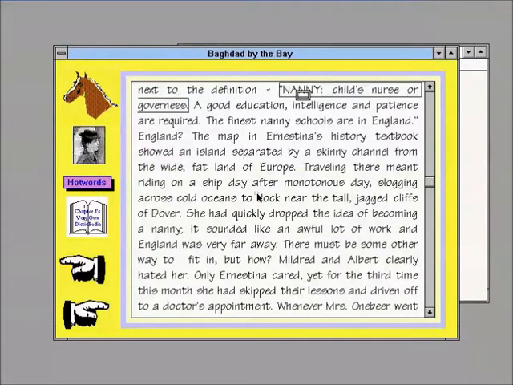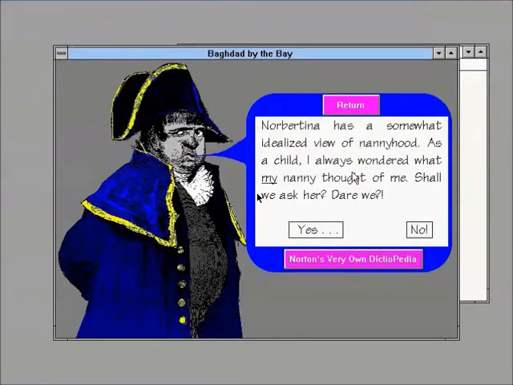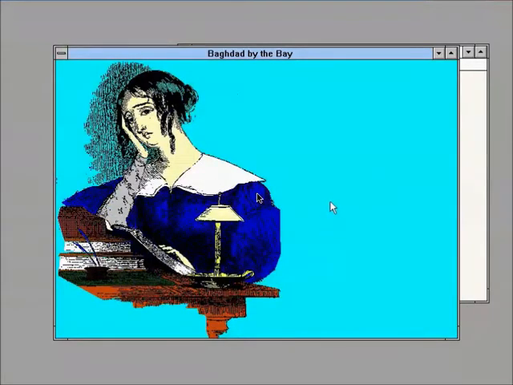Because that's an inconvenience. Norbertina has a somewhat idealized view of nannyhood. As a child, I wondered what my nanny thought of me. Shall we ask her? Dare we? Yes. He was a vile brat.